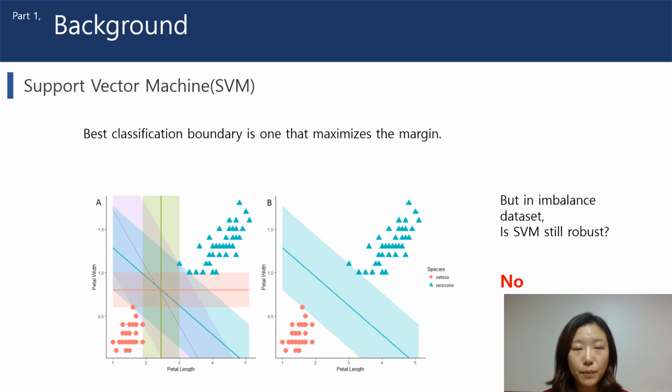In a binary classification model, there can be many lines that classify between the two classes, but the best classification boundary is one that maximizes the margin. SVM shows a robust boundary based on the margin theory, but in a class imbalance data set, is SVM still robust? No. Why? Because the algorithm assumes balanced data between two classes.